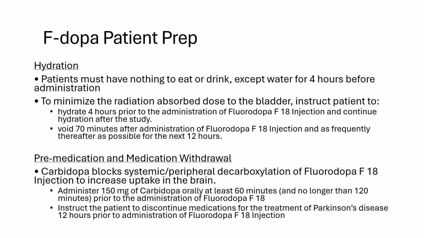Patients will receive carbidopa. The carbidopa blocks the systemic peripheral decarboxylation of the F-DOPA and increases the uptake in the brain. To administer this, 150 milligrams of carbidopa is given orally at least 60 minutes prior to the administration of F-DOPA. The technologist should instruct the patient to discontinue medications for the treatment of Parkinson's disease for at least 12 hours prior to administration of the F-DOPA. So no Parkinson's medications, but we want them to have that carbidopa.